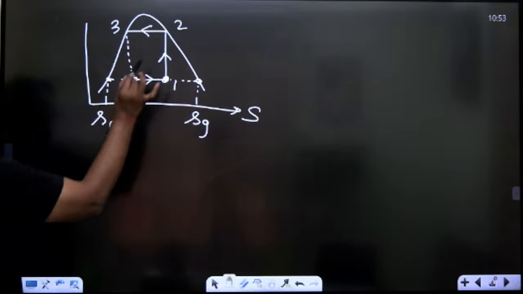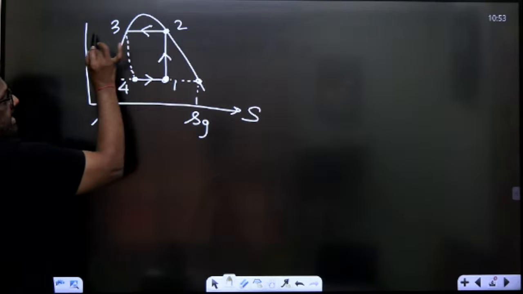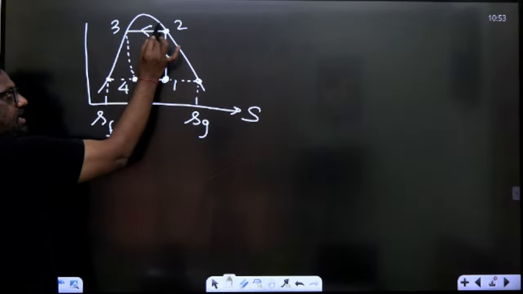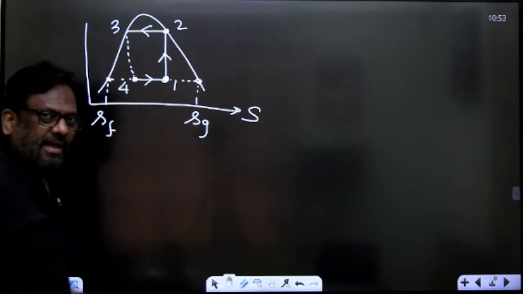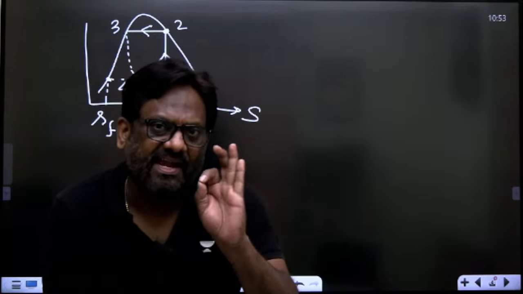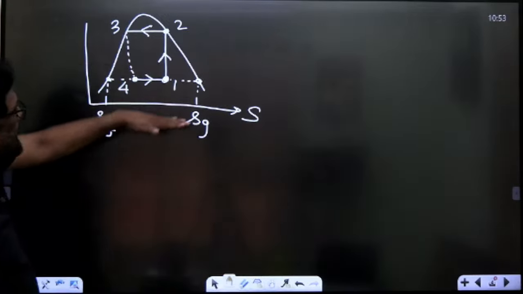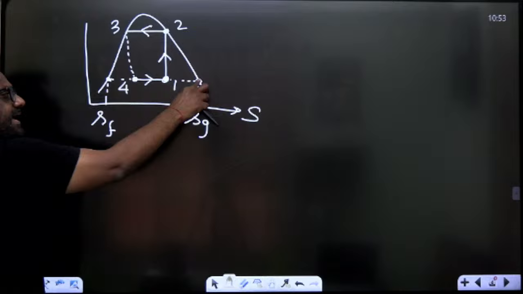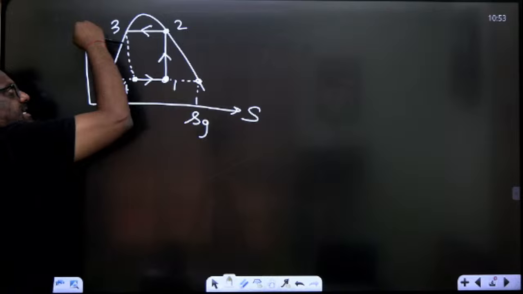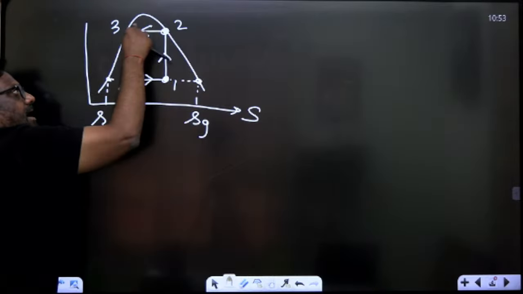Similarly, at this higher temperature, this is Sg, but please don't get confused. Whenever I say Sg and Sf, it should be at a particular temperature and pressure. This means at this temperature there will be one Sg and one Sf, and at that temperature there will be another Sg and Sf.